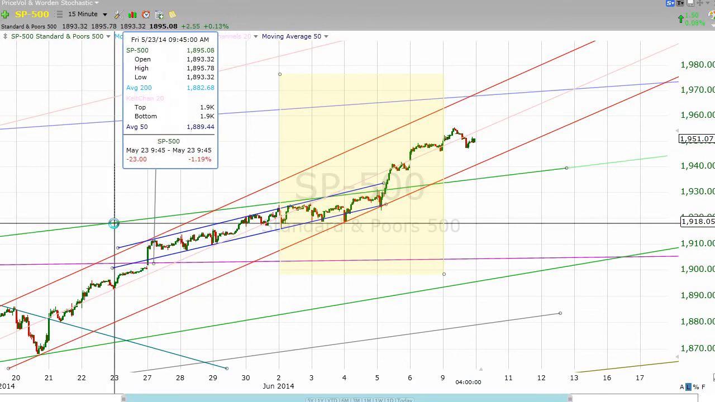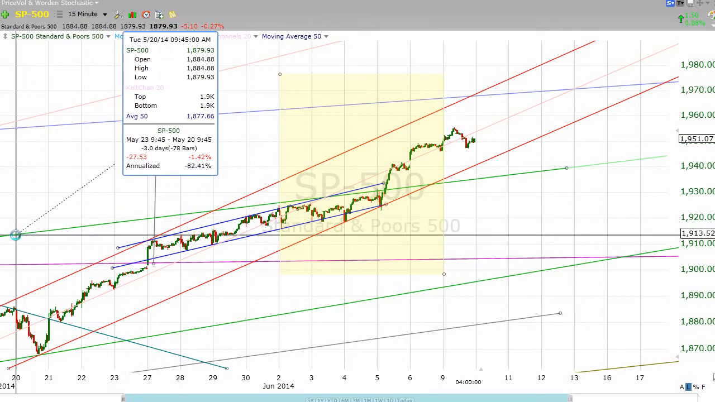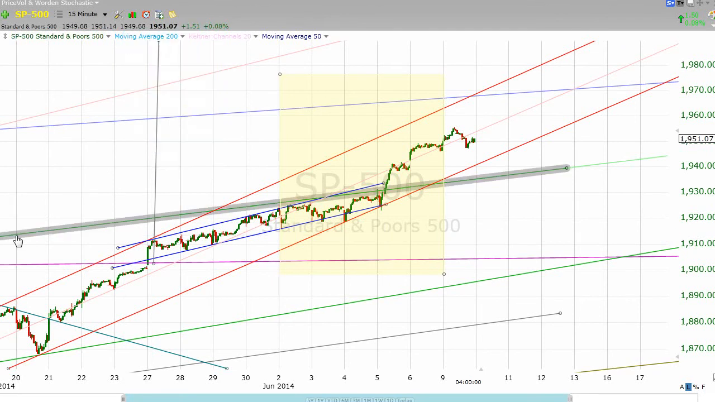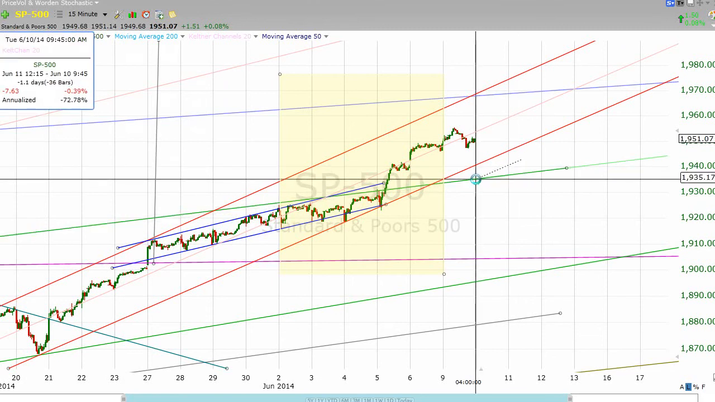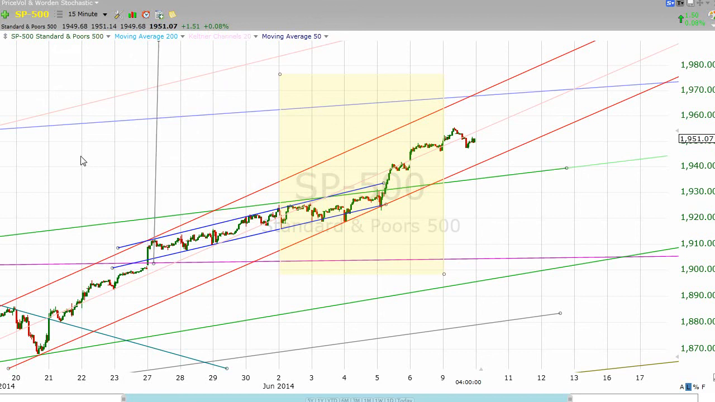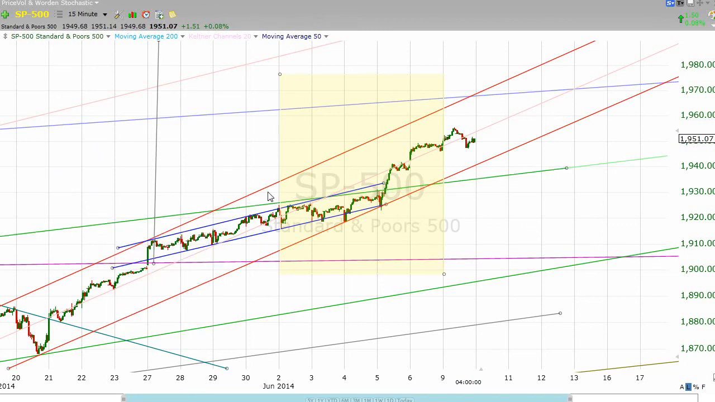This line, however, while it is rising, you can look at it and see that back on the 20th, this was at, where was it? 1913, and then 5, 10, 14 days later, it is at 1935. So it's only moving up about two and a fraction points per day. That doesn't mean it's flat, but I don't think this would be as porous as this line would be if we were to come back to this.